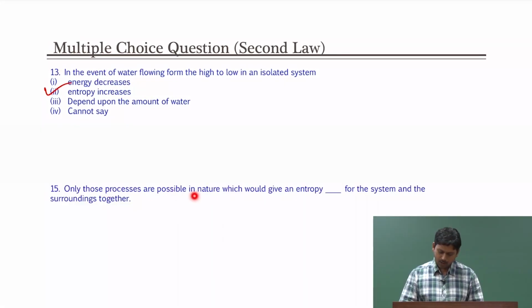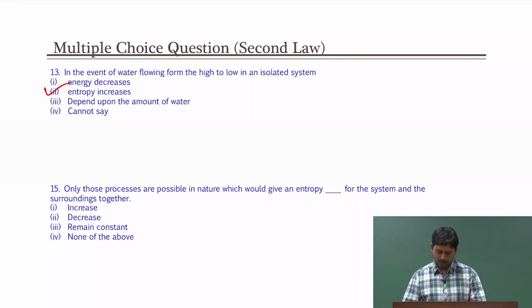Only those processes are possible in nature which would give an entropy increase for the system and the surrounding together. The system and surrounding together means the entropy of the universe, and we know that those processes are possible in which the entropy change of the universe is either 0 or positive. So, it says increases, which is right; decreases is not possible; remains constant is possible. So, these two options are correct.